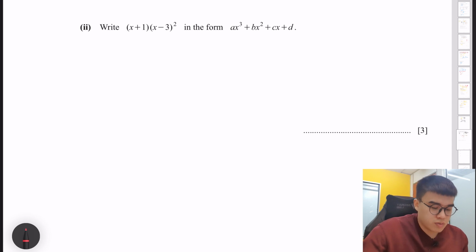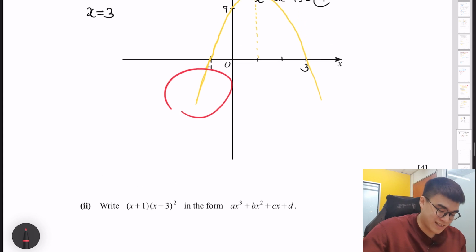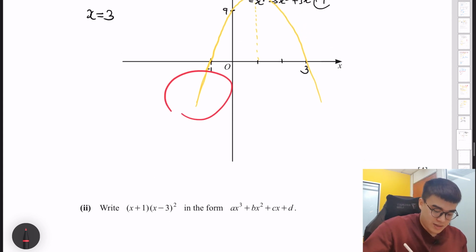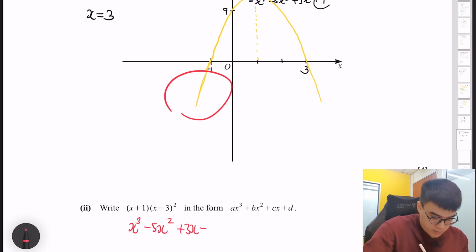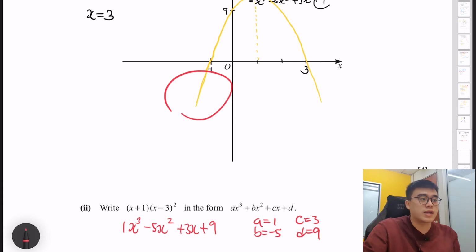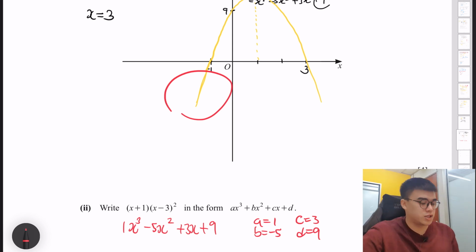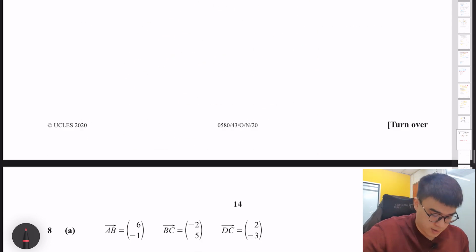As for part 2, write the following. So we already done it. I didn't expect it would be used here. So our A will be 1, B will be -5, C will be 3, and D will be 9. So that's pretty much it for the final calculation in question 7.